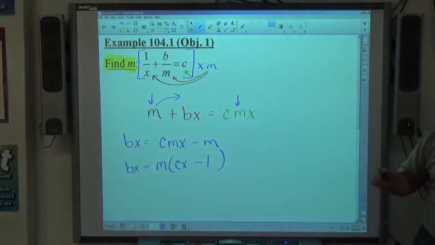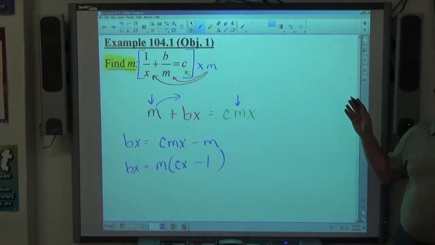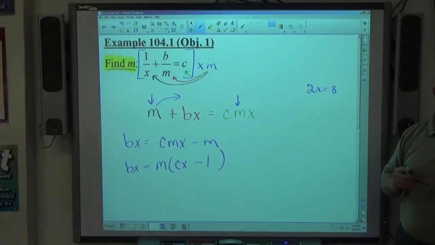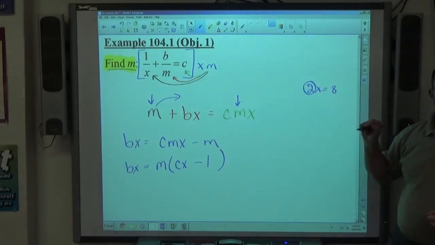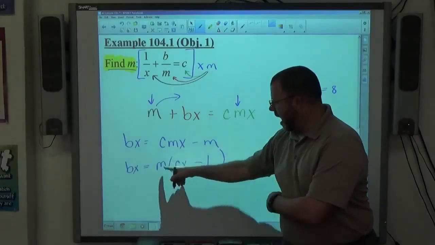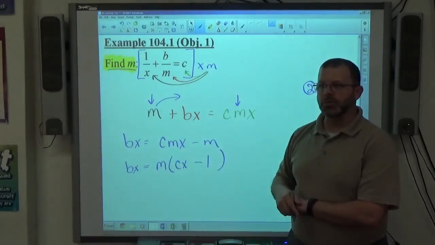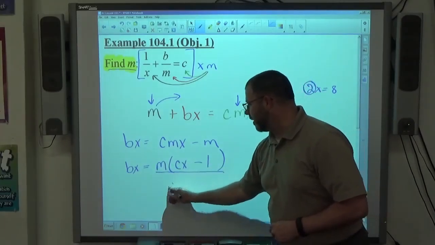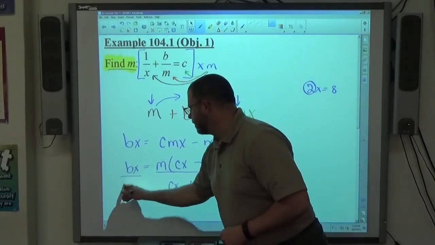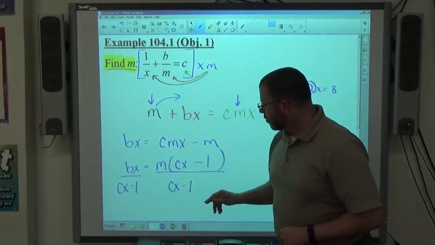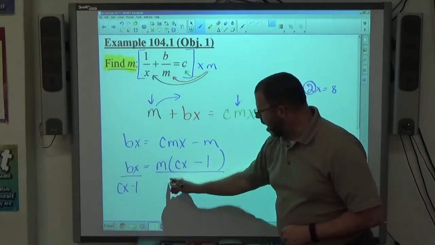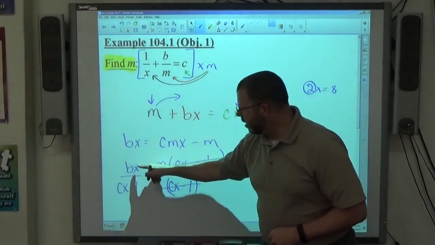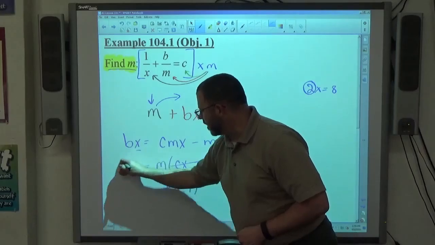General algebra rule. Let me give you an easier problem real quick. 2x equals 8. How do I find x? Divide by 2. Divide by what's being multiplied by x, right? Same thing's happening here. M is being multiplied by something. I want to know what m equals. So to get m equals the answer, I'm going to divide by what's being multiplied by m. So the cx minus 1 on top and the cx minus 1 on the bottom cancel, leaving me with m all by itself, equals the answer, which is bx over cx minus 1.